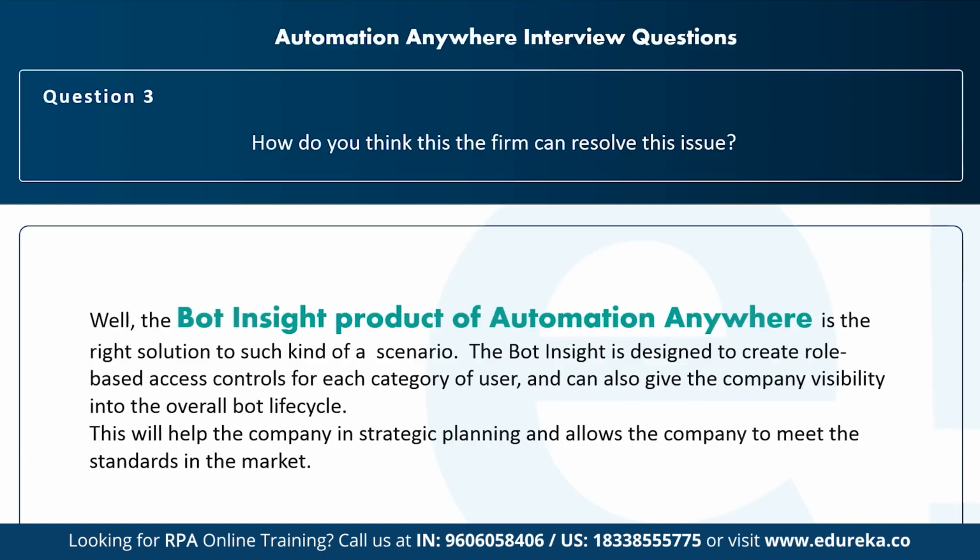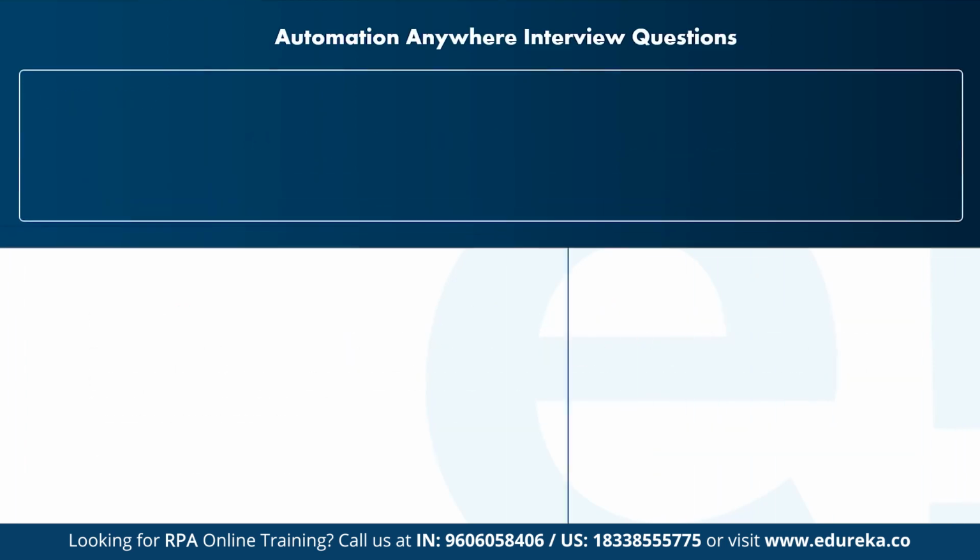Well, to resolve such an issue, the company can use the Bot Insight product of Automation Anywhere, as Bot Insight is designed to create role-based access controls for each category of user and can also give the company visibility into the overall bot lifecycle. So with the help of this, the company can have strategic planning and also meet standards in the market. So basically, the company can resolve this issue by using Bot Insight from Automation Anywhere. Now moving on to the next scenario.